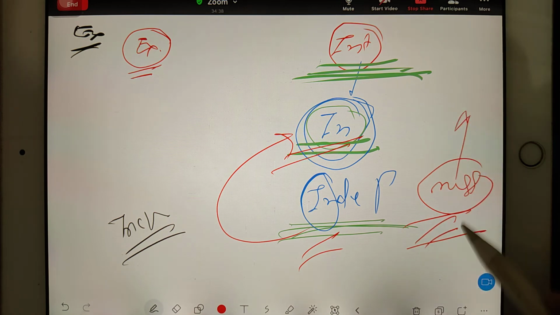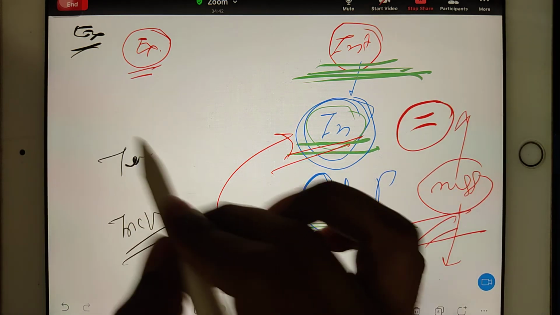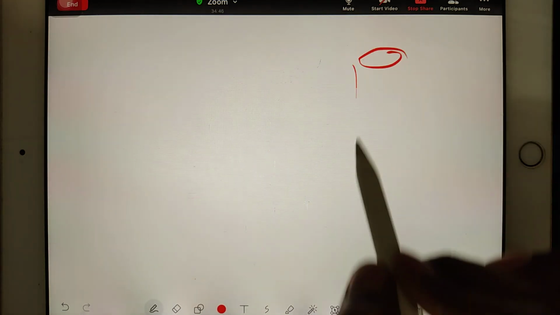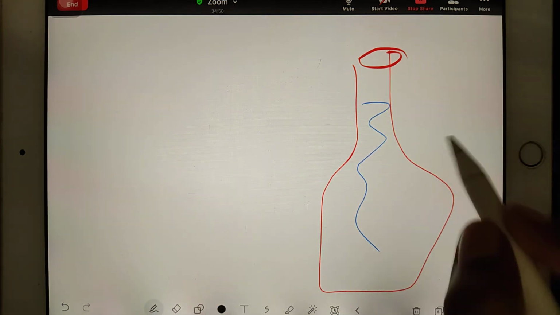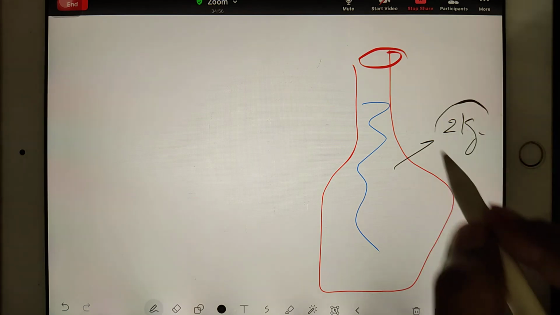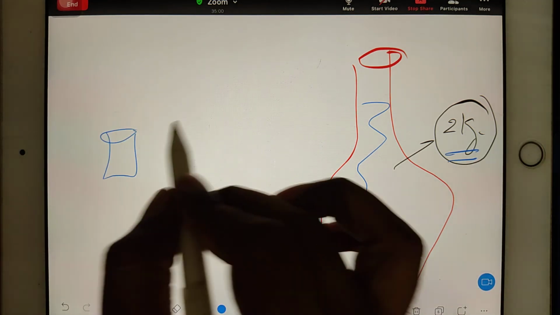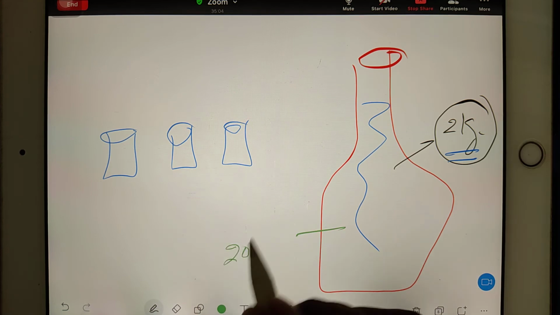If you increase the mass or decrease the mass, that property will not change. For example, temperature. Just an example, temperature. Imagine you have a cold drink in this bottle, and suppose this cold drink is 2 kg. I'm not saying in liters, I'm saying in kg, because I want to focus on mass. So suppose you have 2 kg of cold drink and you have small glasses, and right now suppose the temperature is 20 degrees Celsius.